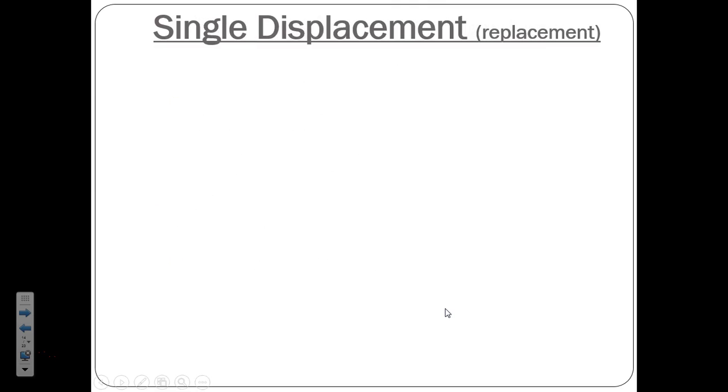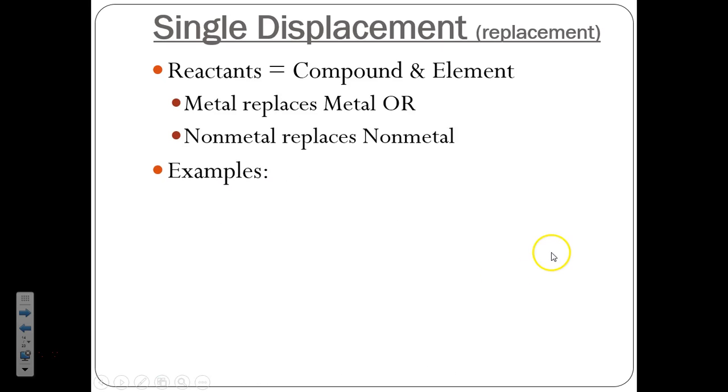The next thing we have is a single displacement reaction. In single displacement reactions, we have a compound and an element reacting together. What happens is the element comes in and it replaces an element inside of the compound. Metals replace metals typically, although hydrogen in this case kind of counts as a metal. Hydrogen tends to replace metals. Metals tend to replace hydrogen. But the general rule of thumb is that if a metal comes in, it's going to replace another metal. If a non-metal comes in, it's going to replace another non-metal.